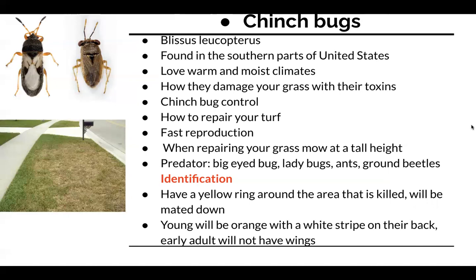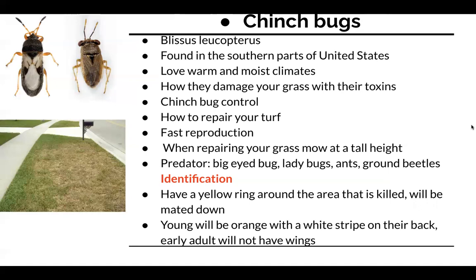They have a very fast reproductive system. Their lifespan is about 7 to 8 weeks, and they lay about 300 eggs. It's very, very fast. Some of their predators are the big-eyed bug, ladybugs, ants, and ground beetles.